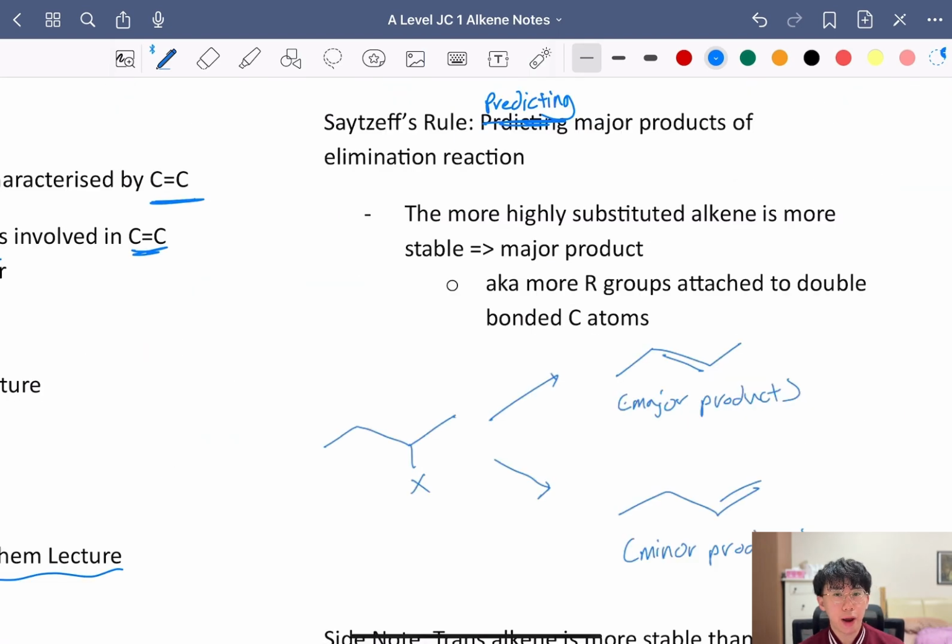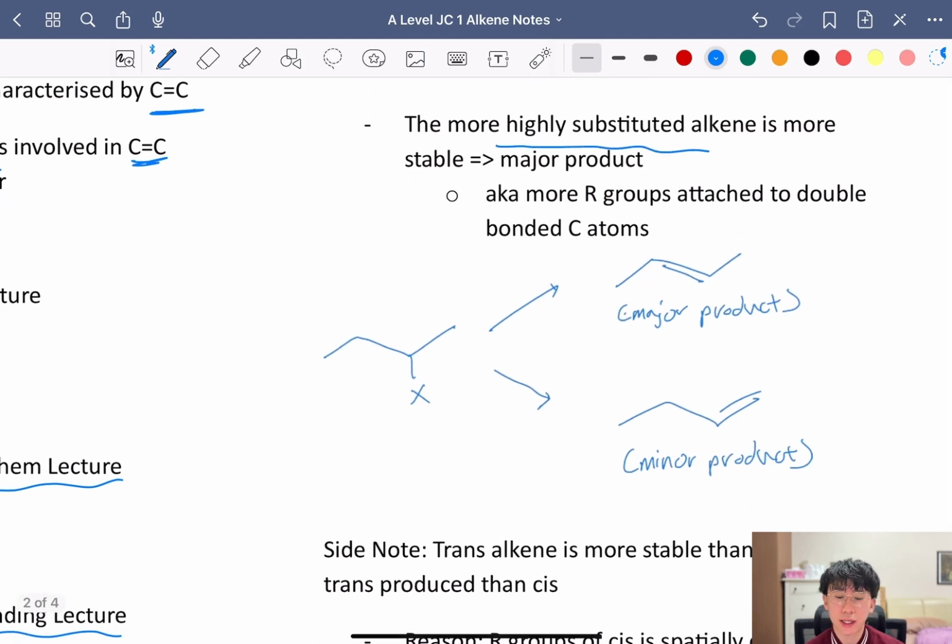So for elimination reactions, for example, dehydration of alcohols or the elimination of HX from your halogenoalkanes, you need to understand this rule in order to predict the different products from your elimination reaction and predict which one is the major product and which one is the minor product. This is Saytzeff's rule, which states that the more highly substituted alkene is more stable, and therefore it would be the major product. And how you determine who is the more highly substituted alkene is to look at the number of R groups attached to the double bonds.